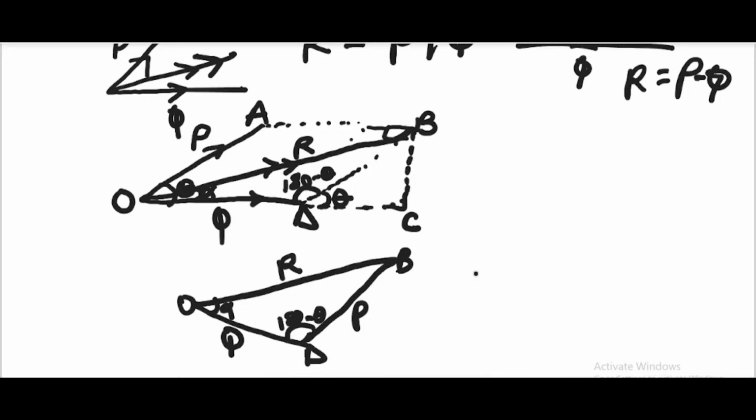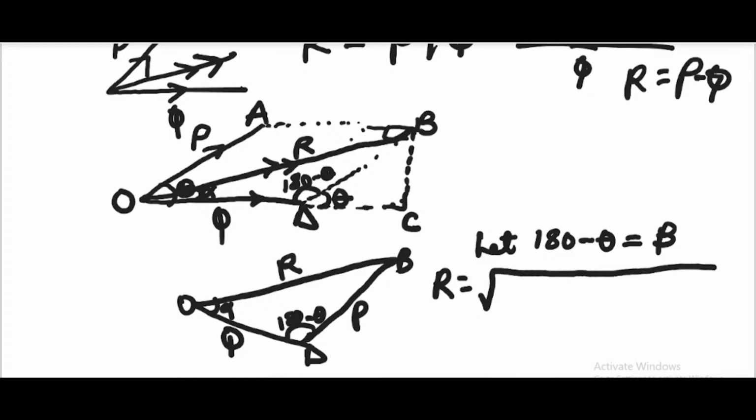So now to find the resultant using this parallelogram law of vectors, before we move on, I don't want to use this 180 minus theta. It's going to look complex. So let 180 minus theta be equal to beta. I want to use just something singular. So that we'll have the resultant R be equal to the square root of P squared plus Q squared minus 2PQ cos beta. You know what beta stands for, right? Good.